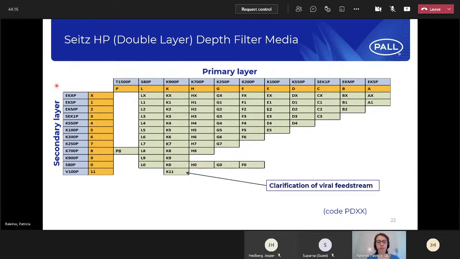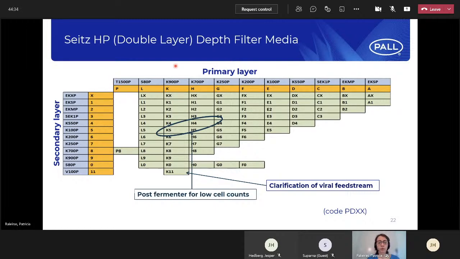For example, the PDK11 is a filter that includes this V100P that I just talked about as a secondary layer, but has a coarser layer on the top so that it will capture cells or cell debris. And so it's developed for clarification of virus feed streams.